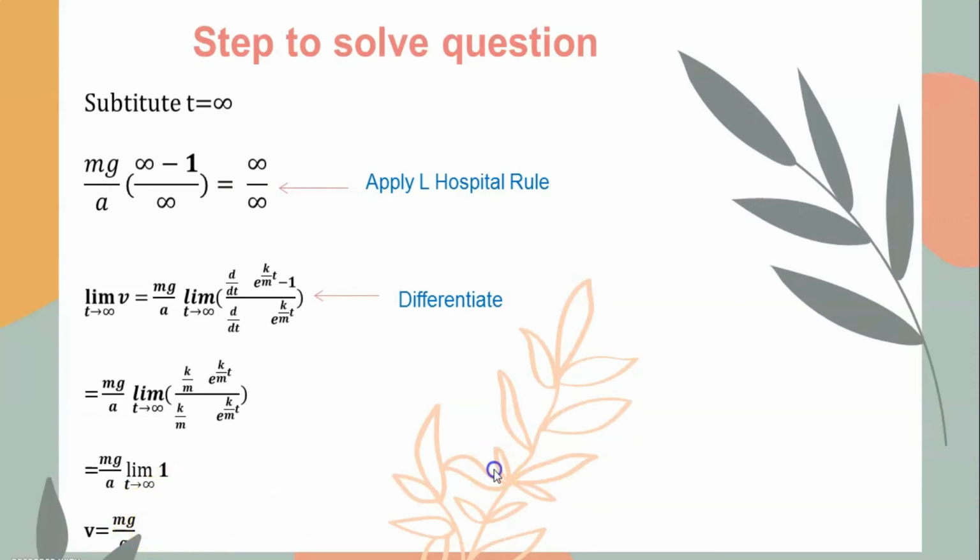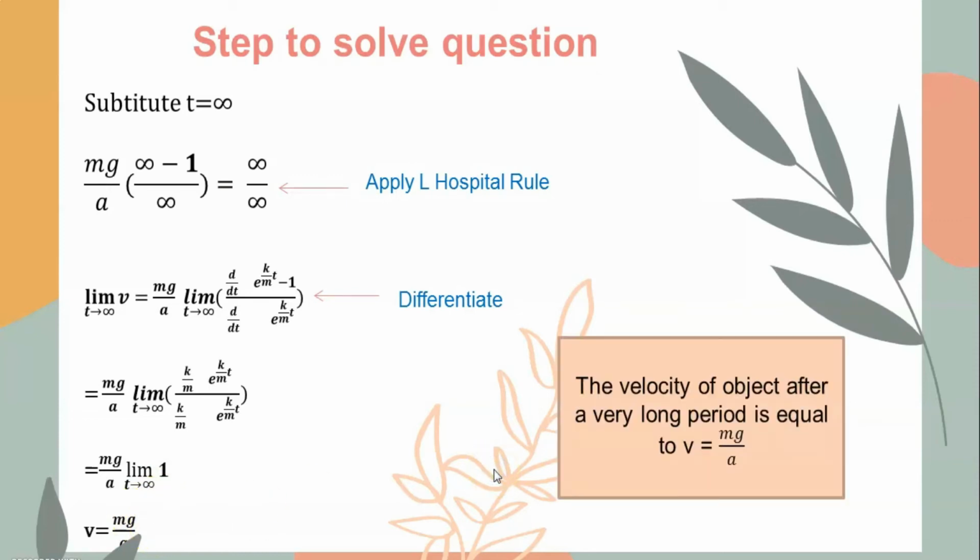So the conclusion is the velocity of the object after a very long period is v equal to the mass of the object times the gravitational constant over the constant of proportionality.